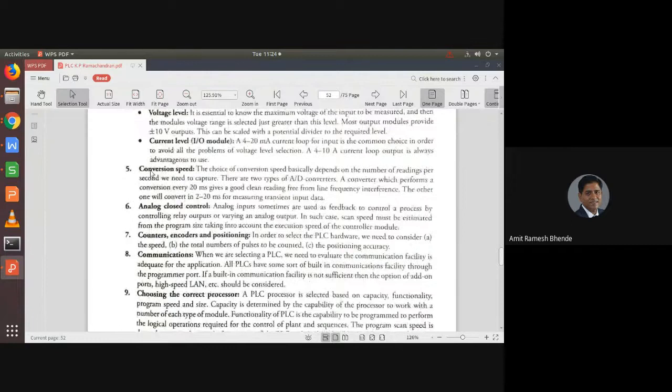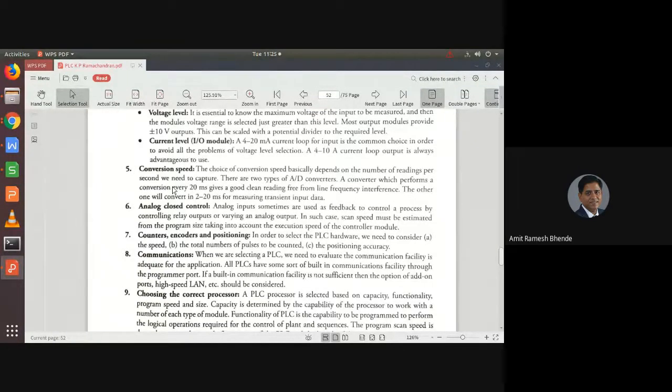Then next is conversion speed. Fifth point is conversion speed. So the choice of conversion speed basically depends upon the number of readings per second we need to capture. So the conversion speed is all about the application.